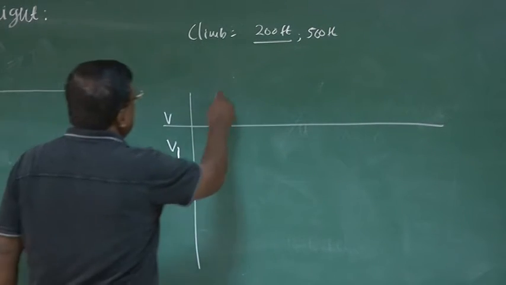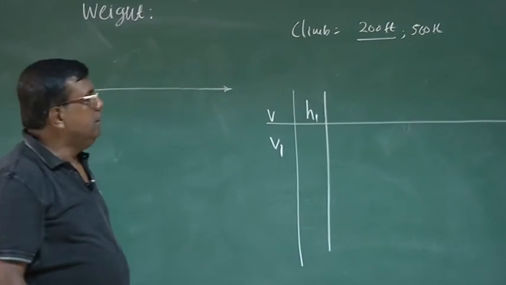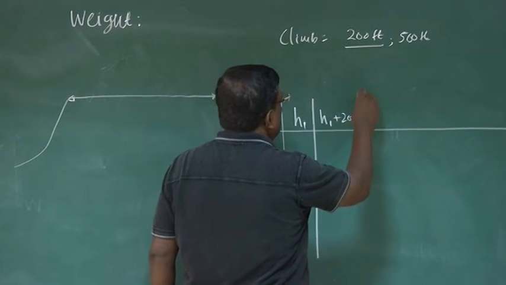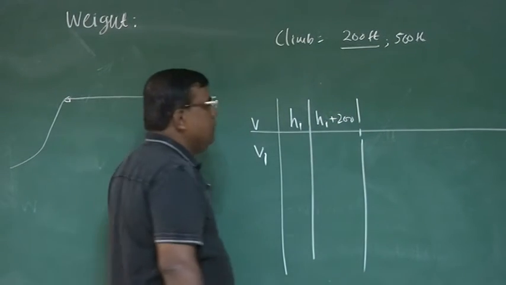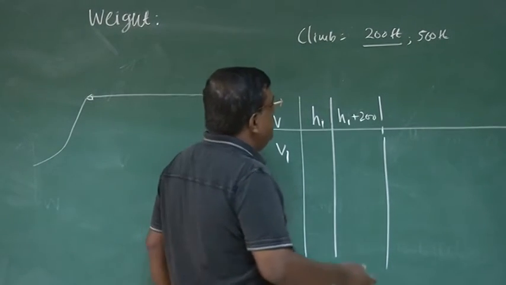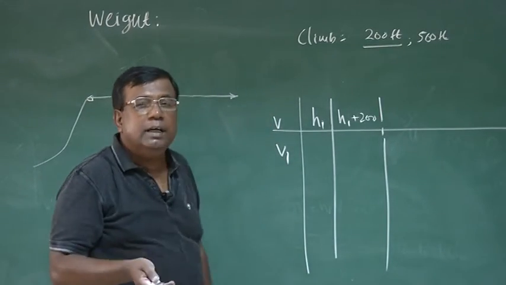Note down at what height you have started climbing. Then as soon as it becomes h1 plus 200, the pilot stops climbing. Okay? So you are aiming at 200 feet of increase in height.